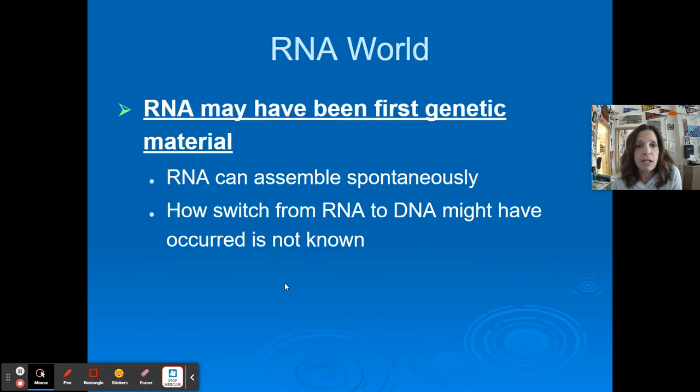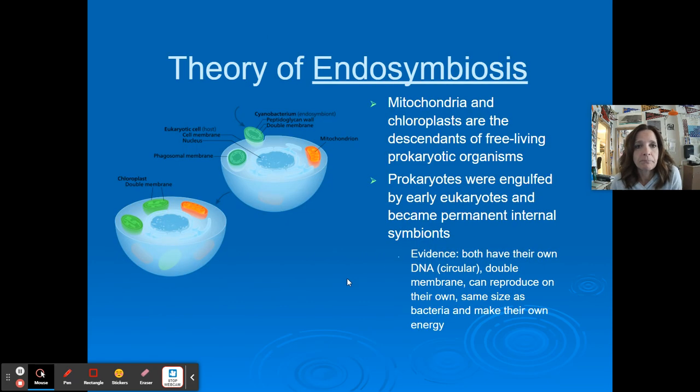There's also a hypothesis that the first genetic material may have been RNA. And the reason for that, the evidence, is that RNA can assemble spontaneously. So they've done experiments and RNA can just put itself together. But they don't know how the switch from RNA to DNA might have occurred. And then how eukaryotes came to be.